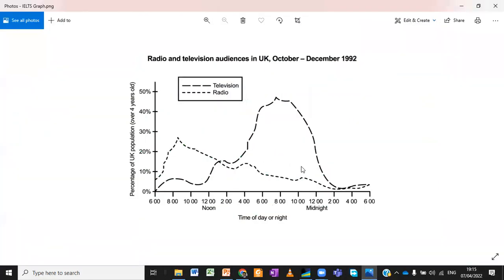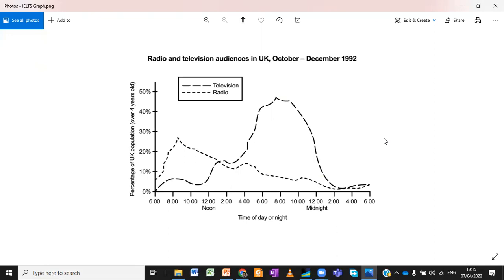Now, let's look at the graph. I believe you can see my screen clearly. Now, tell me the features, what you will notice. The short dash represents the radio, as you can see here in the key box. The long dash represents the television. On this y-axis, you have the percentage of the UK population, okay? On the x-axis, you have the period. This is 6 o'clock, 8 o'clock a.m., through to p.m.